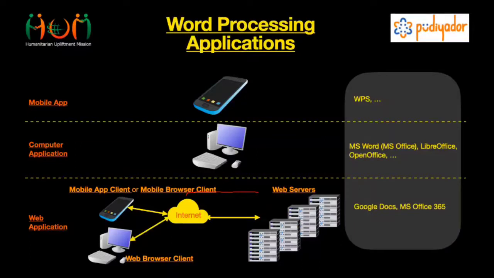In the last lecture, we saw what a web application is. So a Google Doc is a web application. It runs through the internet. If you do not have internet access, you cannot use Google Docs as far as I know, okay? So this is the way you access word processing applications on your mobile phone, on your desktop computer, and on the web.